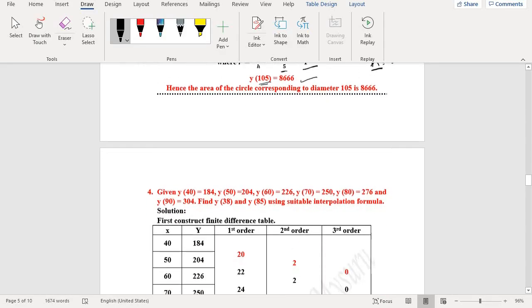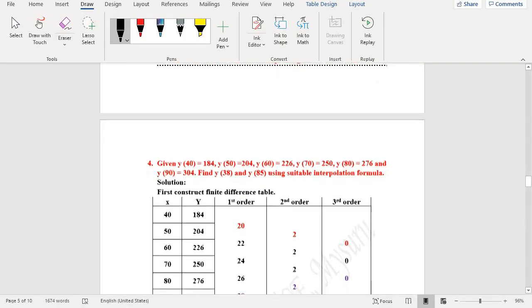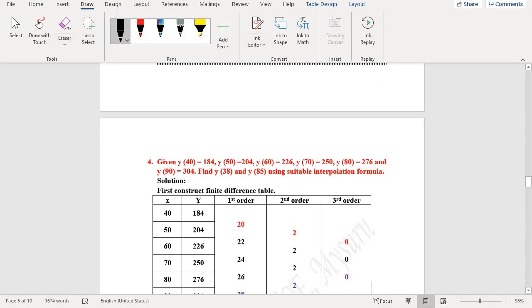But sometimes we may ask both in one problem. Observe the problem here. Given the value of y, this represents y of x is equal to y, means within the bracket x value, right hand side y value. So y of 40 is 184, means x0 is 40, y0 is 184. x1 is 50, y1 is 204. x2 is 60, y2 is 226. Similarly, x3, y3, x4, y4 and x5, y5.